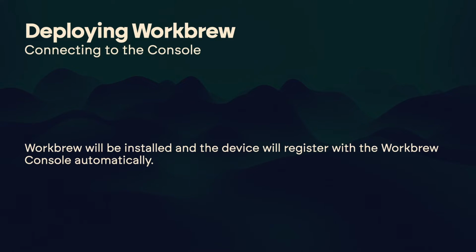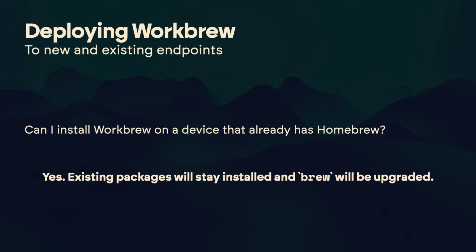A couple of questions that I get very frequently when we talk about deploying Workbrew and how things go after deployment is, can I install Workbrew on a device that already has Homebrew? What happens? And the answer is yes. The way that it works is Workbrew will just upgrade you effectively to Workbrew. It'll add the additional layers on top. It'll leave all the existing packages in place, and it will just work as you'd expect.